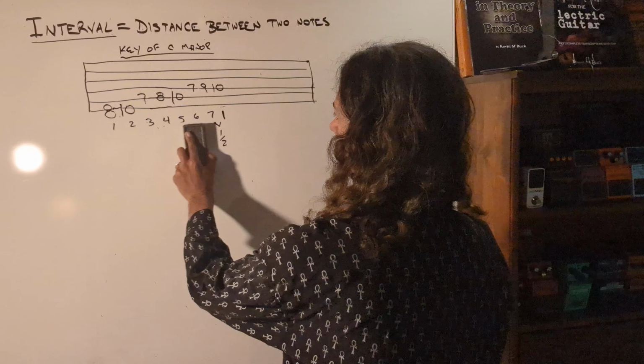Here's a quick lesson on intervals. An interval is just the distance from one note to another. So if you hit one note and you go to a higher or lower note, we can memorize how far that distance is. If we played two notes at the same time, that would be a harmonic interval. If I played one note then another note, that would be a melodic interval.